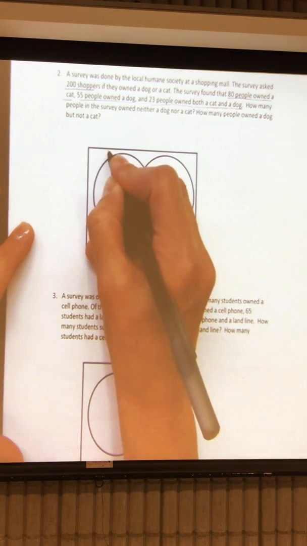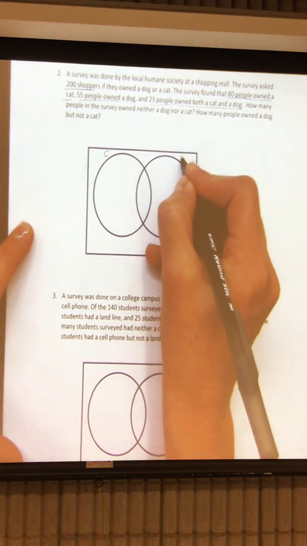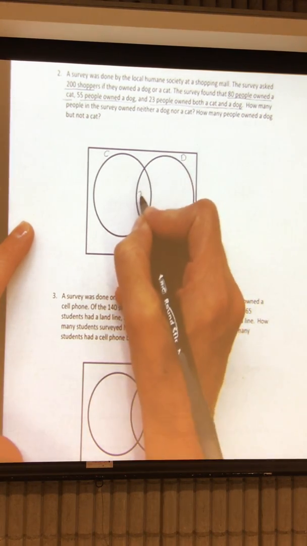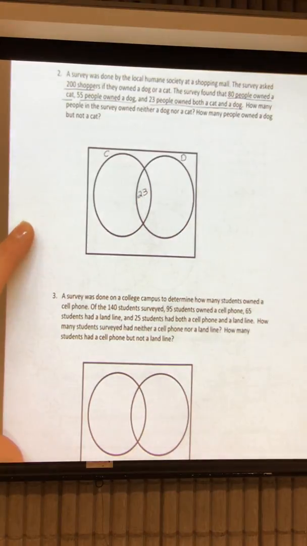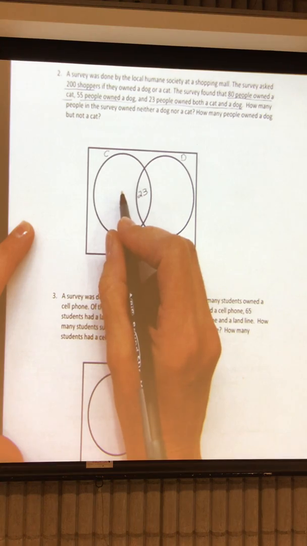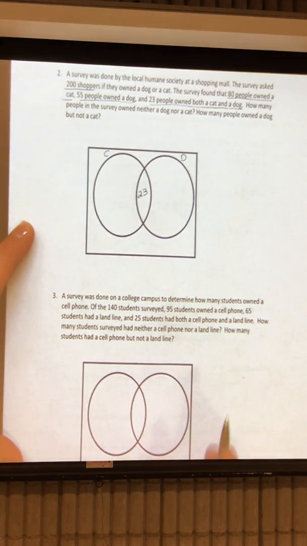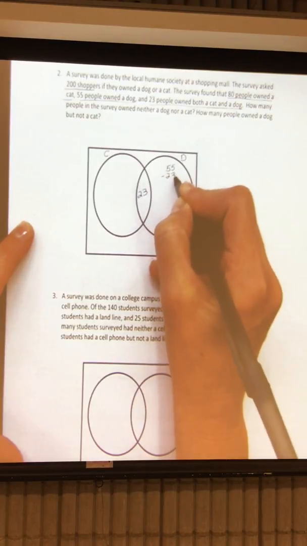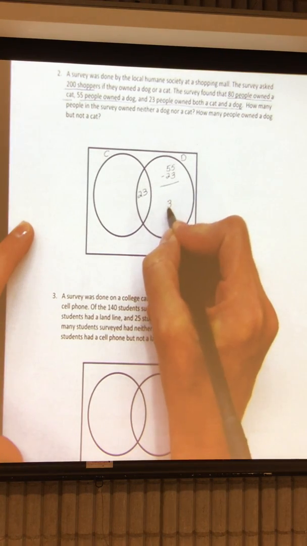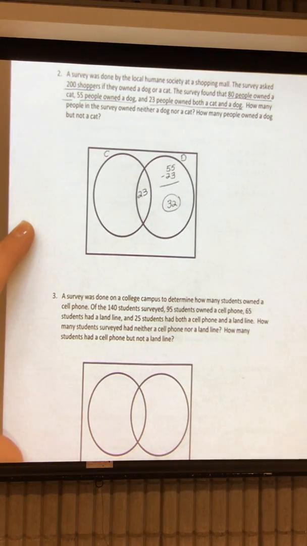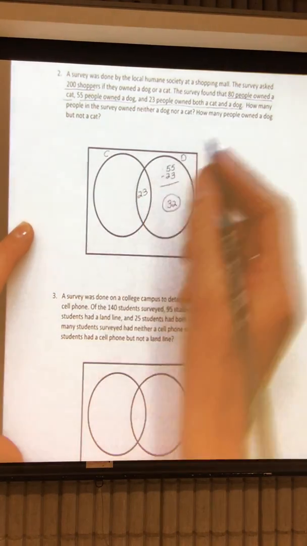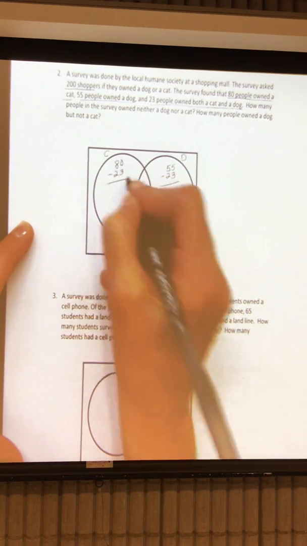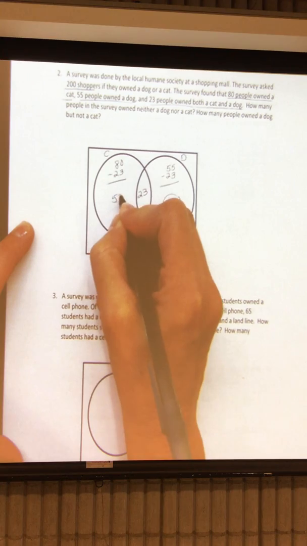So let's call this circle the cat and this circle the dog. So we first start in the middle with both, which is 23 owned both a cat and a dog. And now we know that 55 people owned a dog. So here we have 55 minus 23, which equals 32 dog. And cat, we know that 80 people owned a cat. So we have 80 minus 23. So 80 minus 23 is 57.